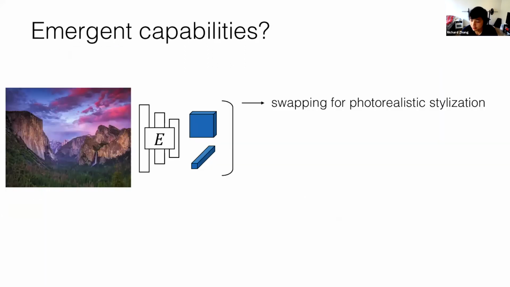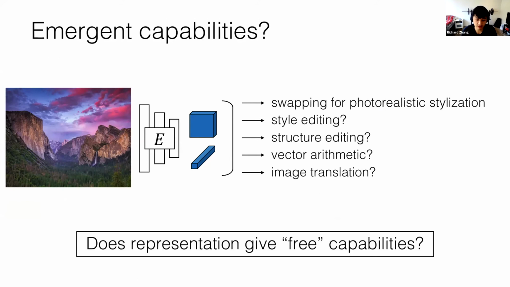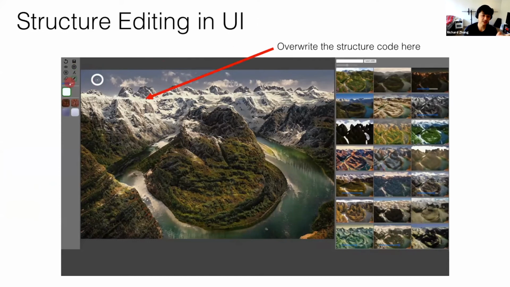Okay, so we've seen that we can directly do photorealistic stylization, but we also want to see if we can do other types of manipulations as well for free. Does the representation give us these capabilities for free? Okay, so we're going to actually try this. Here we're directly editing the structure code. We're going to take this point in the sky and try to overwrite a point in the mountain. So we change the mountain to a sky by editing the structure code.